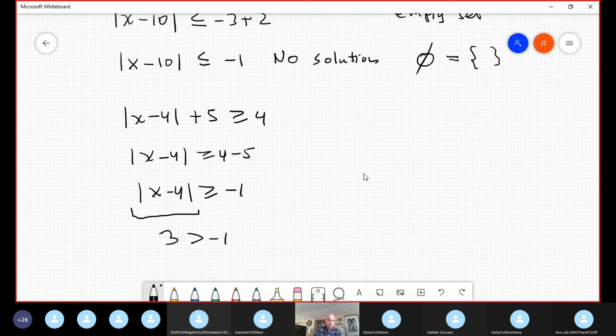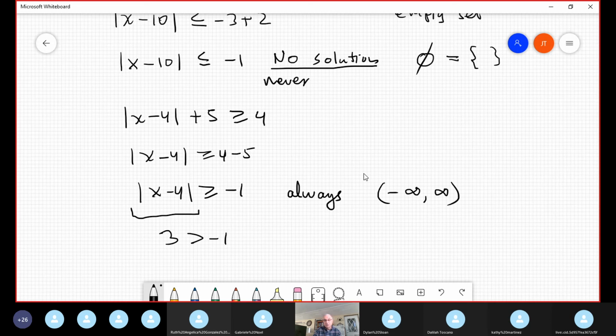In this case, we have infinitely many solutions. So it's always true. In the other case, never true. That is the reason there's no solution. But this is always true because the solution is all real numbers. We have infinitely many solutions. Okay, super.